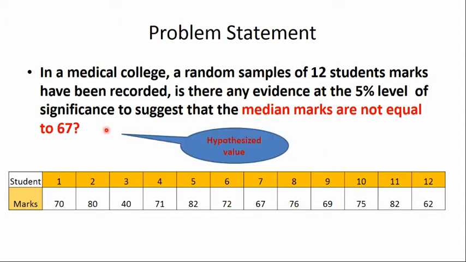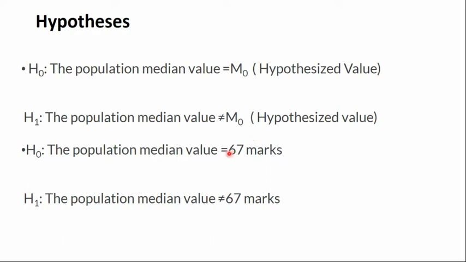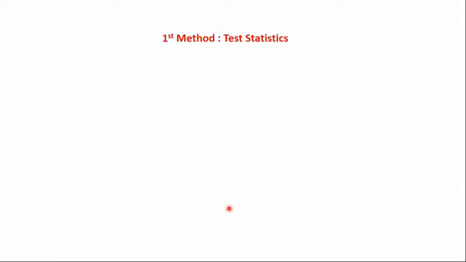Here, this 67 is called the hypothesized value with which we would like to compare the claim of a teacher, the claim of a principal. It can be a past value also. Hypothesis. Null hypothesis: the population median value is equal to M0. M0 means hypothesized value. Alternate hypothesis: the population median value is not equal to M0. In our case, the hypothesized value is 67. Null hypothesis will be the population median value is equal to 67, and alternate hypothesis will be the population median value is not equal to 67.